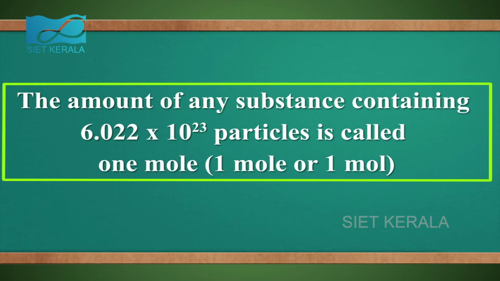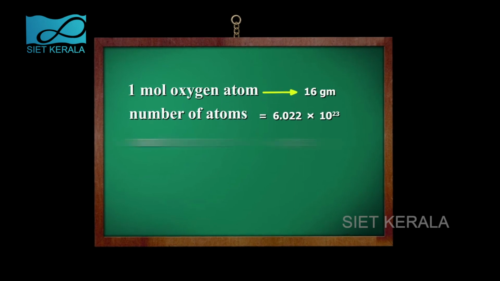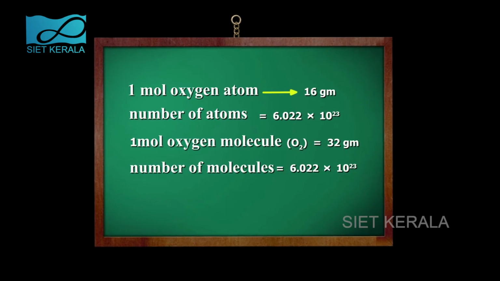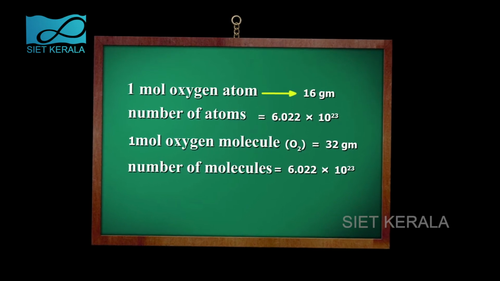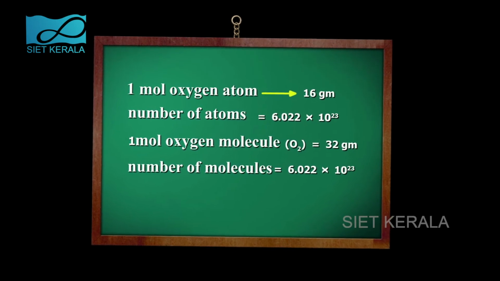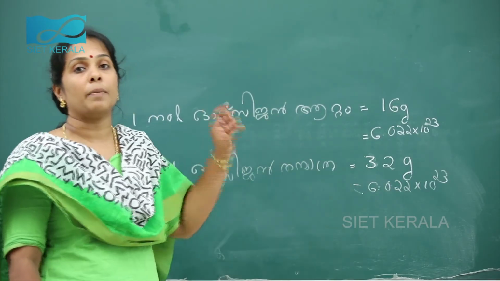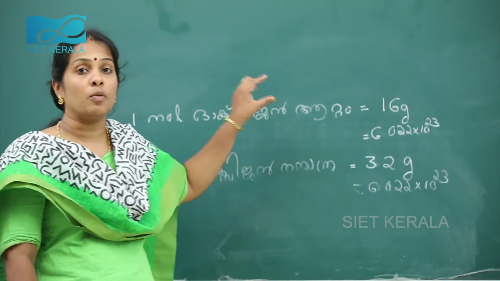The amount of any substance containing 6.022 × 10^23 particles is called 1 mole. One mole of oxygen atoms is always 16 grams and it contains 6.022 × 10^23 atoms. Similarly, 1 mole of oxygen molecules is 32 grams and it contains 6.022 × 10^23 molecules. So, if we take 1 mole of oxygen atoms and 1 mole of oxygen molecules, their masses are different, but the number of particles present in them is the same.